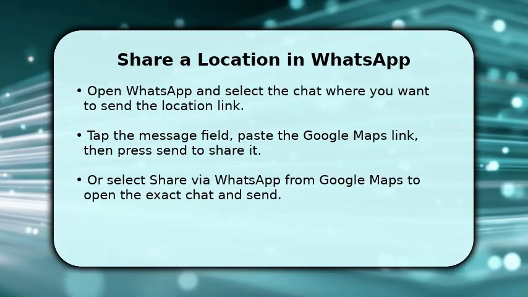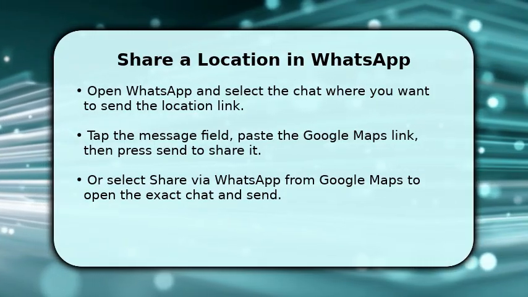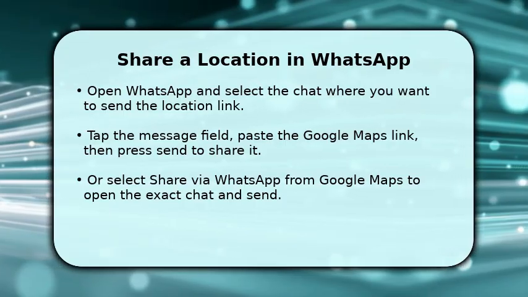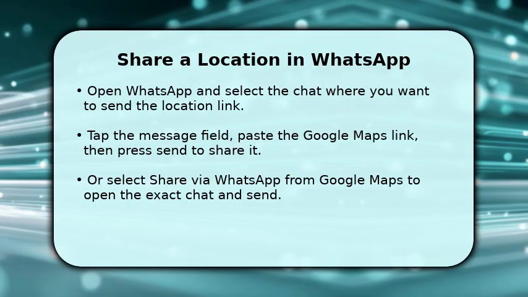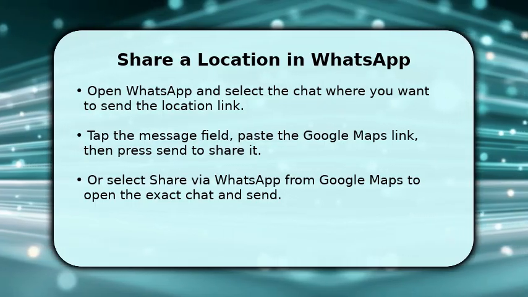If you used Share via WhatsApp earlier, Google Maps will open WhatsApp directly and let you pick the chat. Tap the contact, then send to deliver the live map link instantly to the recipient.